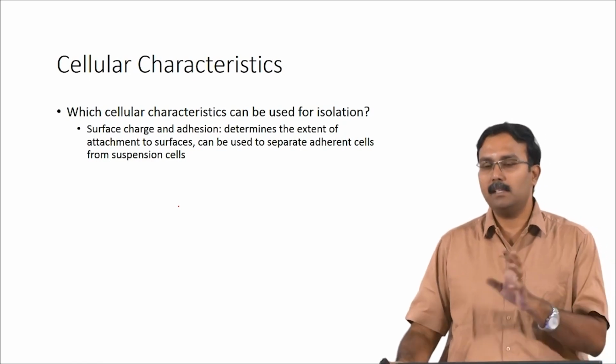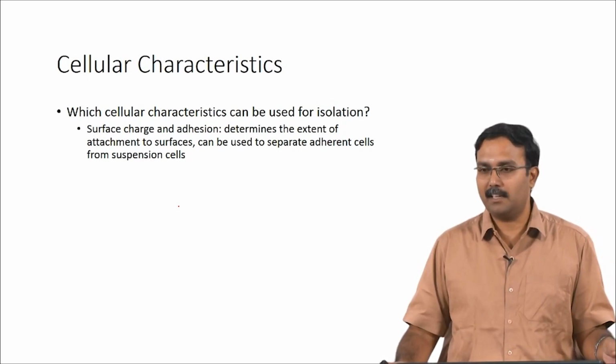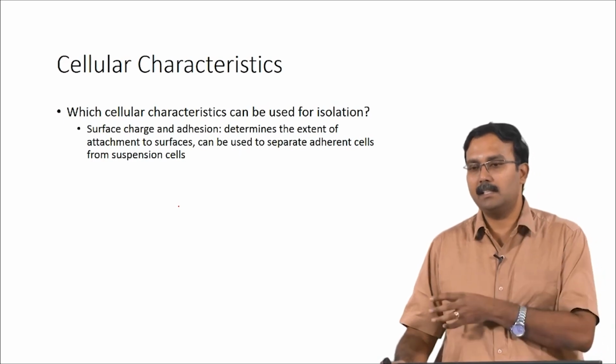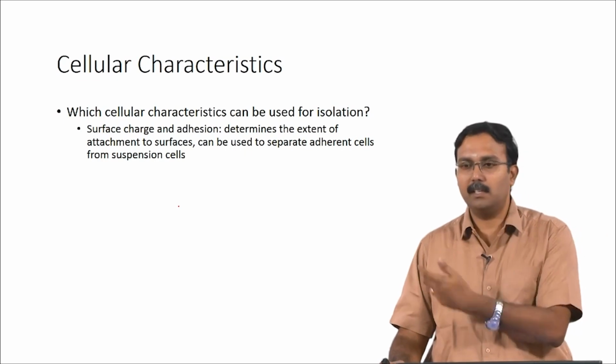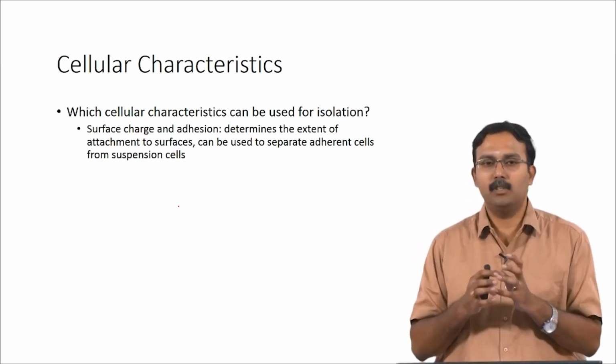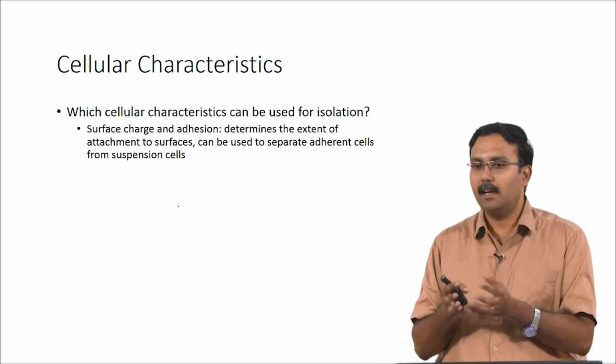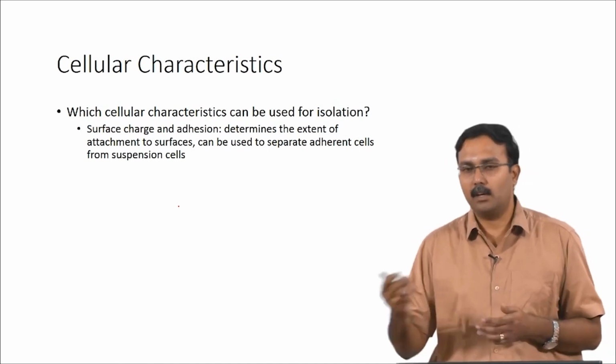So, mesenchymal stem cells are anchorage dependent, but there are other adult stem cells and progenitor cells which are actually suspension cells. They can actually form some kind of an aggregate and survive as an aggregate. So, we will talk about it.